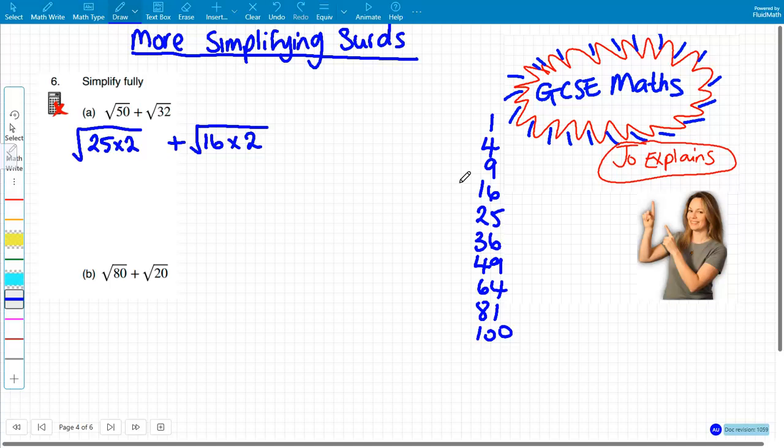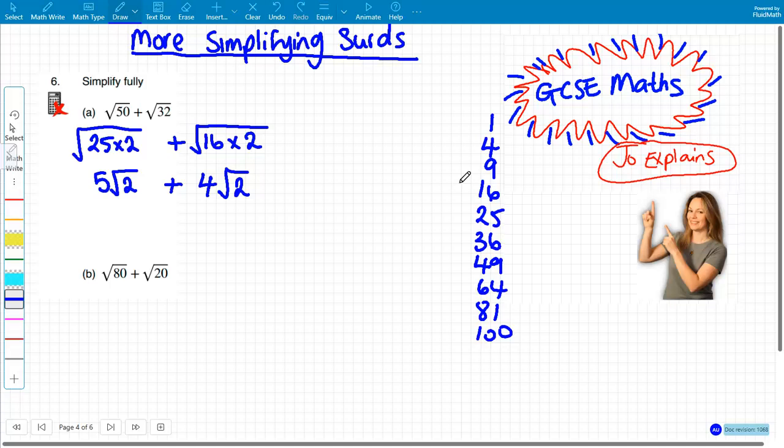So here we're going to have 5 times root 2, and that's what that becomes, because this is the square number, and the square root of 25 is 5, so that's the whole number. And our second term, the square root of 16 is 4, but the square root of 2 is just the square root of 2, so that's why we write it like that.